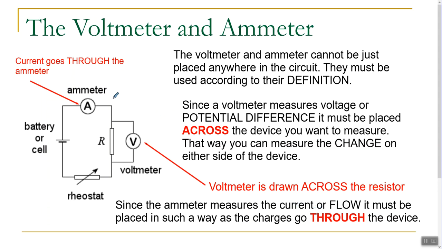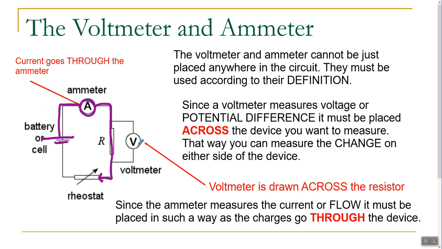Since the ammeter reads the current, it has to be in your circuit. So I'm going to follow my circuit right here. All of my current is going through my ammeter, and then we go on our merry way. So if I want to record total current in a system, your ammeter has to go through your circuit or be part of it.